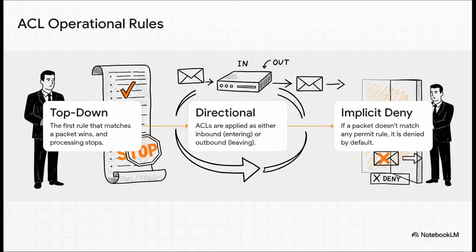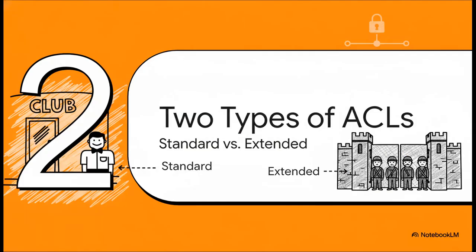And third, and this is probably the most important rule of them all, is the implicit deny. Just imagine that at the very bottom of every single ACL, there's this invisible rule that says, deny everything else. Any packet that gets all the way to the bottom of the list without matching a specific permit rule gets blocked. Automatically, no exceptions.